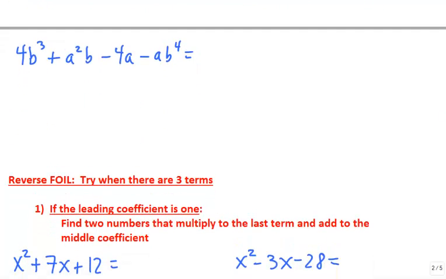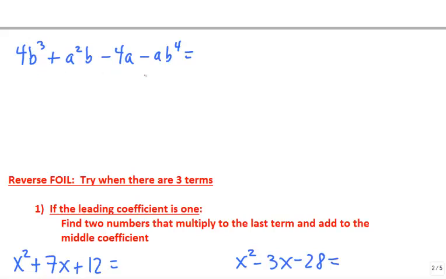So if grouping doesn't appear to work right away, sometimes there are still ways to make it work by possibly pulling out a negative as well and making your signs match up. And in this next example, we'll see another case where it doesn't look like grouping will work right away, but we can be creative to make it work.